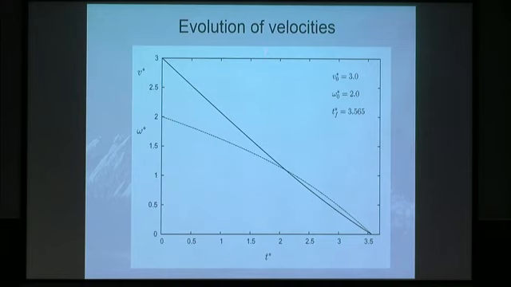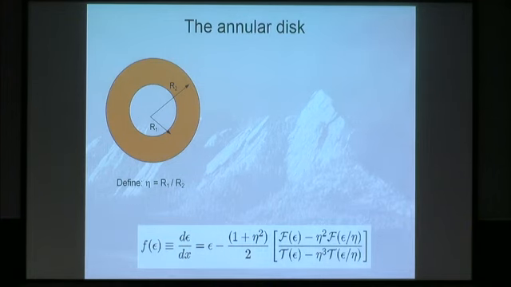All right, so here's an example. Let's say you have an initial translational velocity 3, an initial rotational rate 2, and you start them off and evolve them in time. You see that they both stop at exactly the same time, 3.565. All right, so let's extend this a little bit. Let's go to an annular disk.